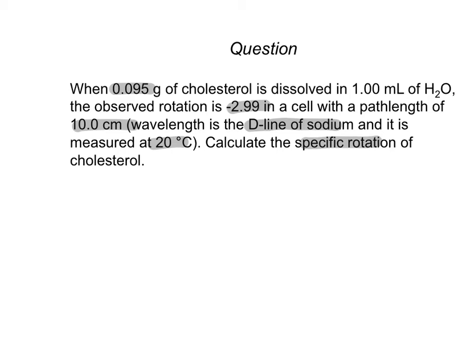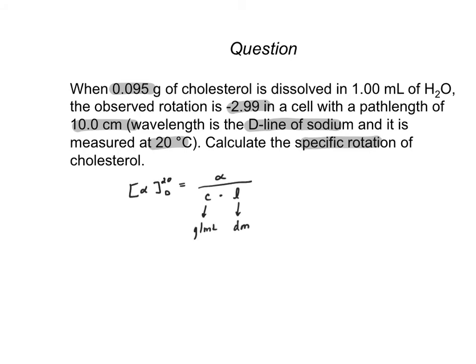So we just defined our equation for specific rotation. We have alpha in the brackets, again this is at 20 and this is at D. Specific rotation is equal to our observed rotation divided by concentration times path length. Again, concentration has to be in units of grams per milliliter, and path length has to be in units of decimeters.